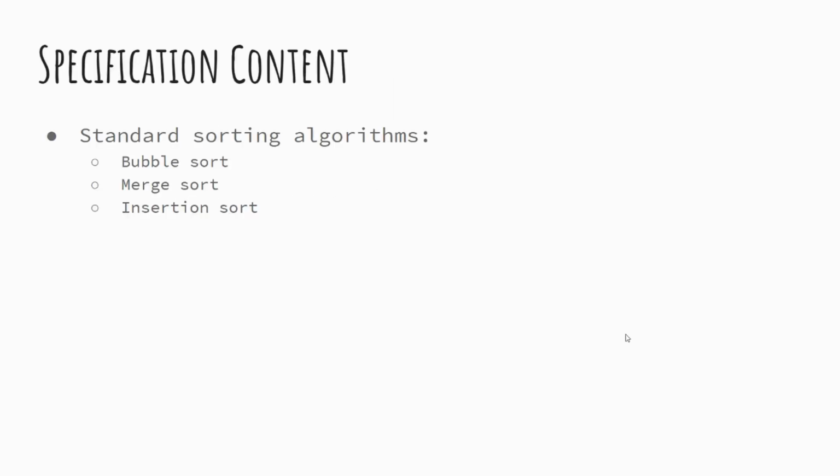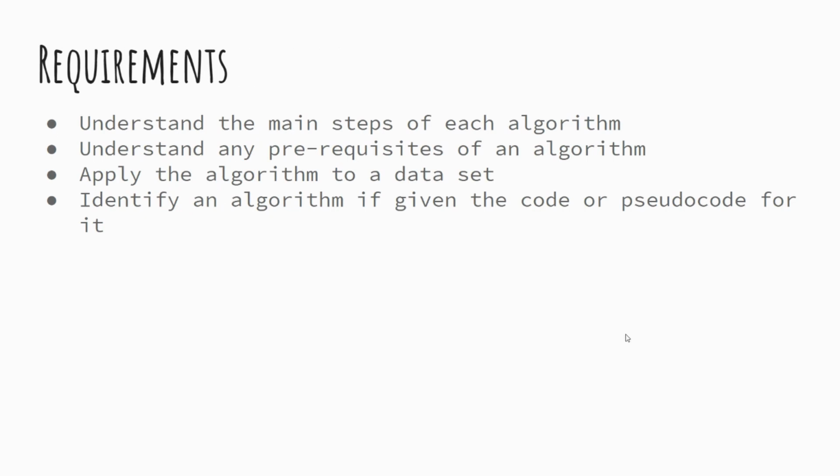So specification content, as previously mentioned, standard sorting algorithms, we're looking at bubble, merge, and insertion. We're going to be looking at merge sort today. Requirements again, so understanding the main steps of each algorithm and the prerequisites of an algorithm, apply the algorithm to a data set, and identify an algorithm if given the code or pseudocode for it.